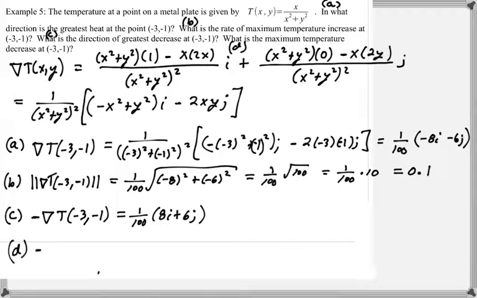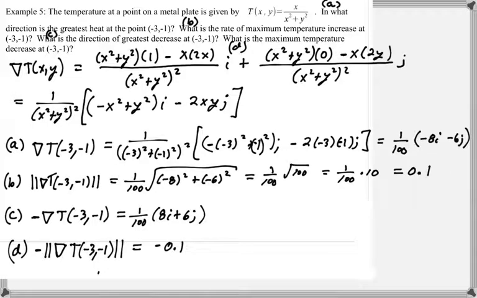All right. And then part D, what is the maximum temperature decrease at the point -3, -1? So that's just going to be the negative of the gradient, and we already found the gradient as 0.1, so it'd be a decrease of 0.1 degrees Fahrenheit or Celsius per whatever the unit of measurement is.